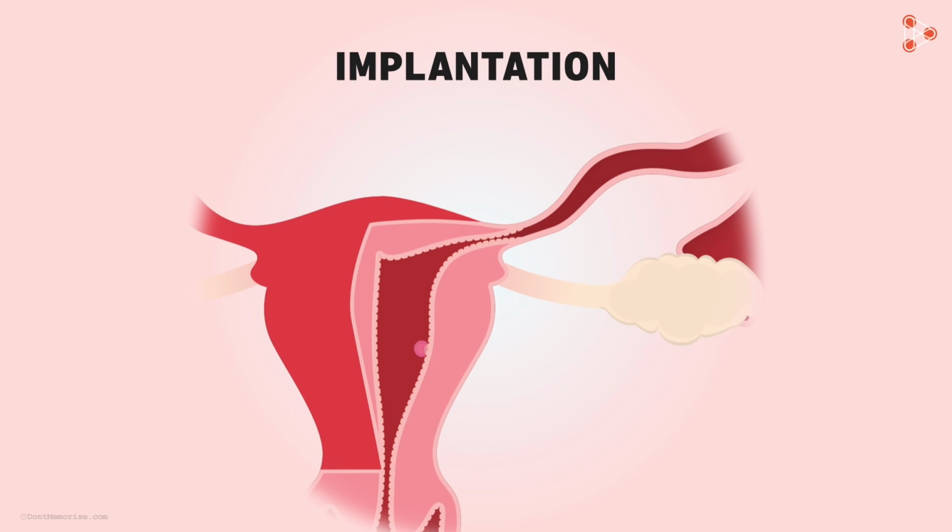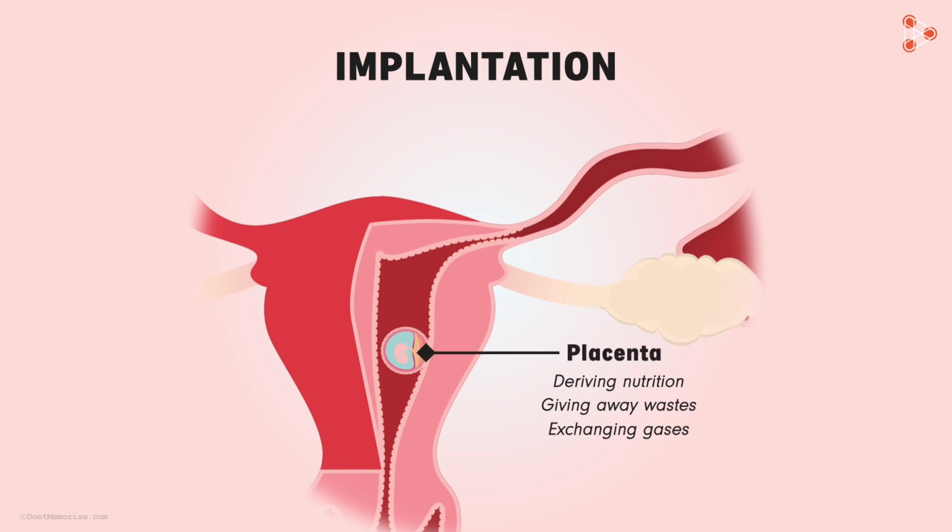A few of the main reasons for the attachment are deriving nutrition, giving away waste and exchanging gases. This is served through this barrier that we can see here. This barrier is an organ called the placenta. So can we say the placenta connects the baby to its mother? Absolutely. Now the embryo is all set to grow into the baby.